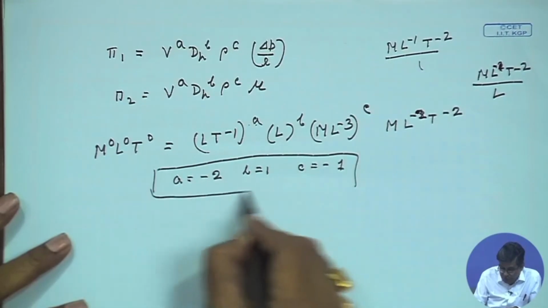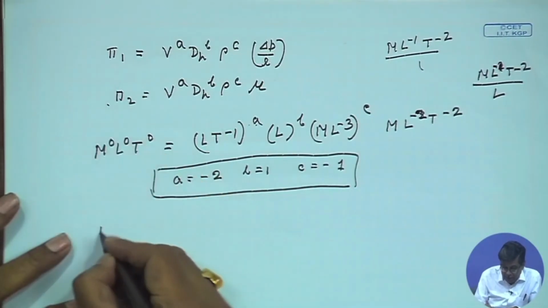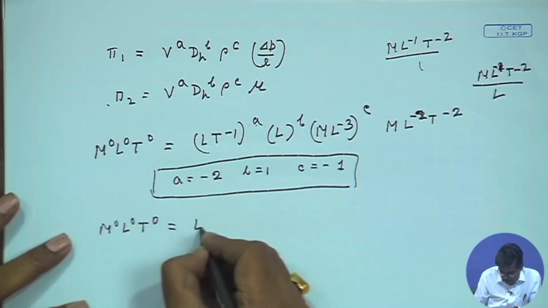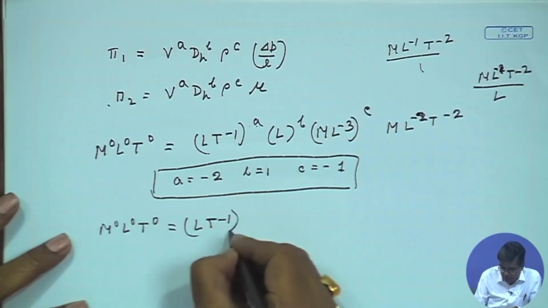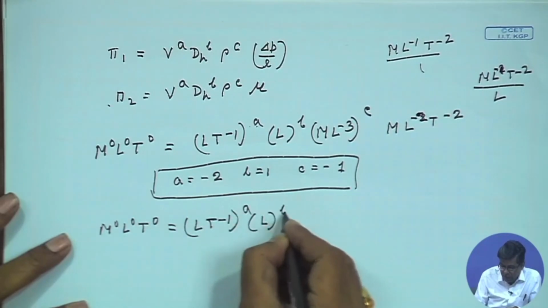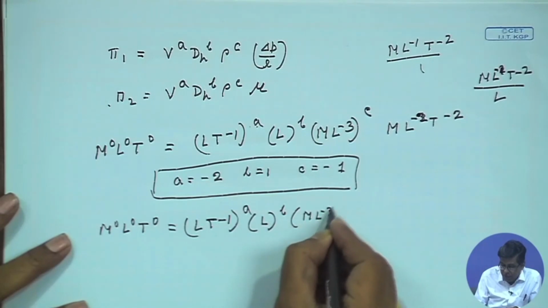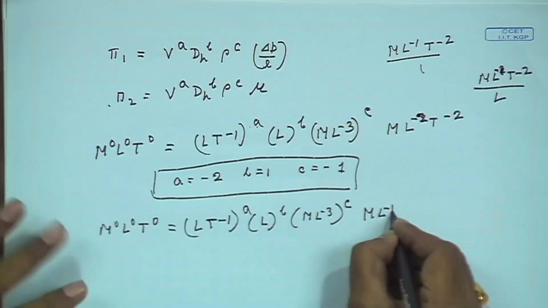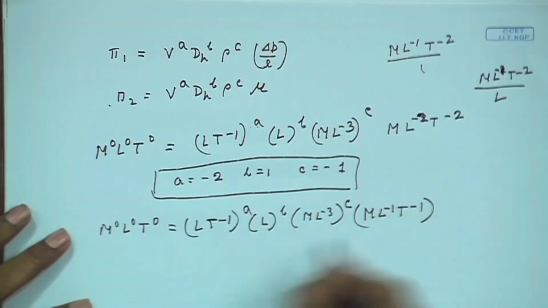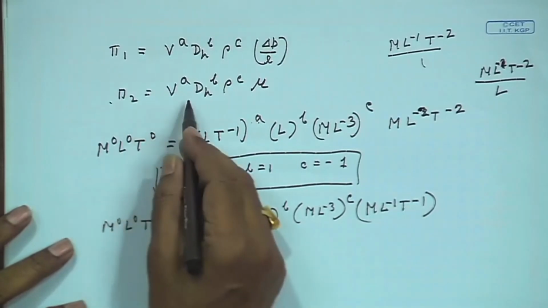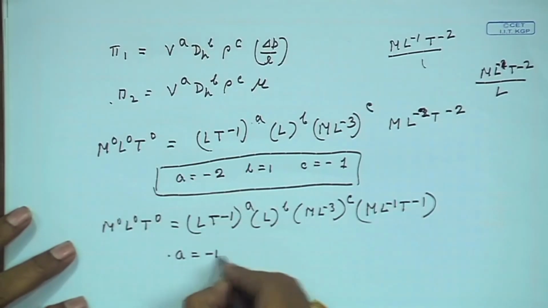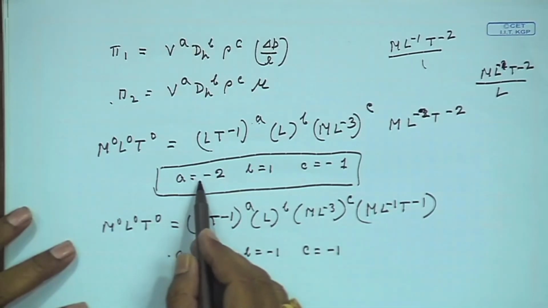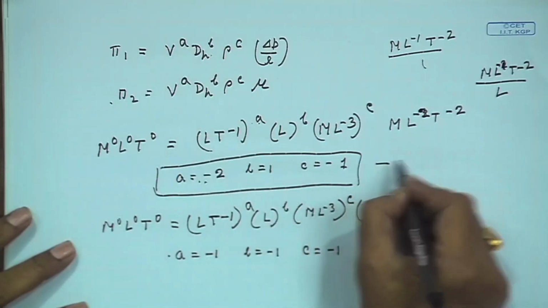If you do a similar procedure for pi 2, M0 L0 T0 equals L T to the power minus 1 to the power A, L to the power B, M L to the power minus 3 to the power C, and mu, which is M L to the power minus 1 T to the power minus 1, then you get this. In this case, A is equal to minus 1, B is equal to minus 1 and C is equal to minus 1.